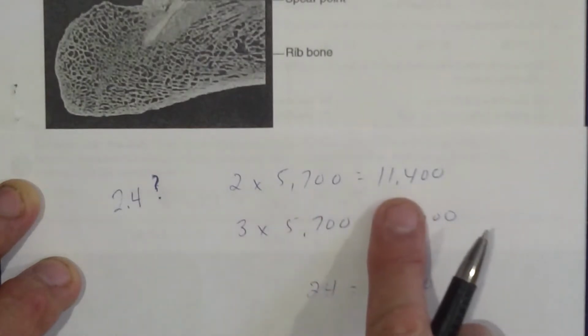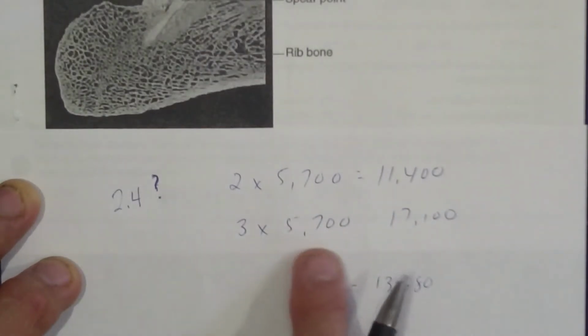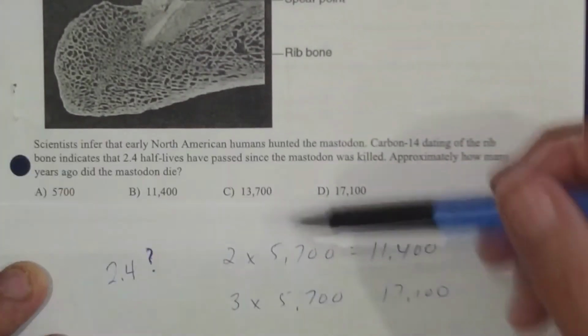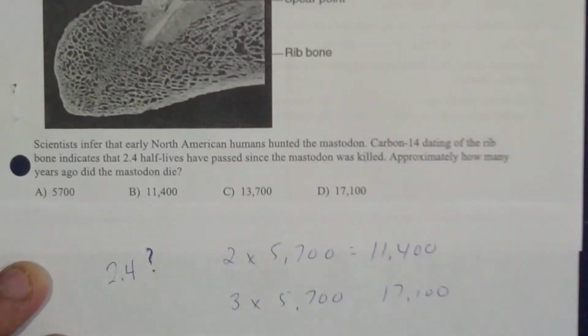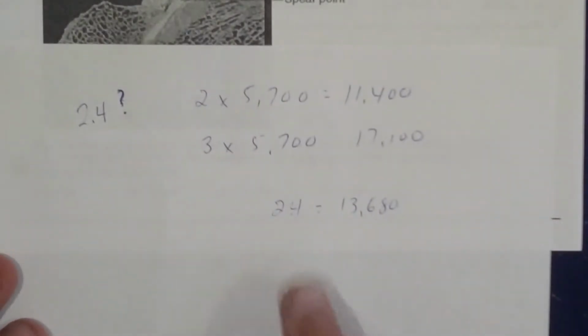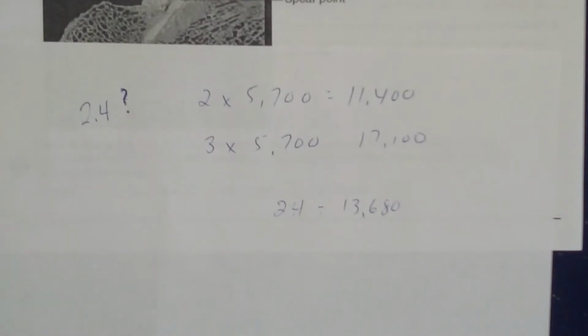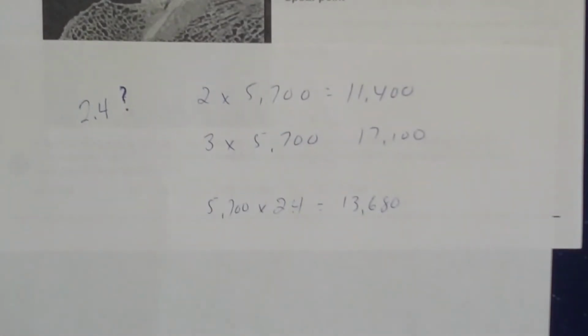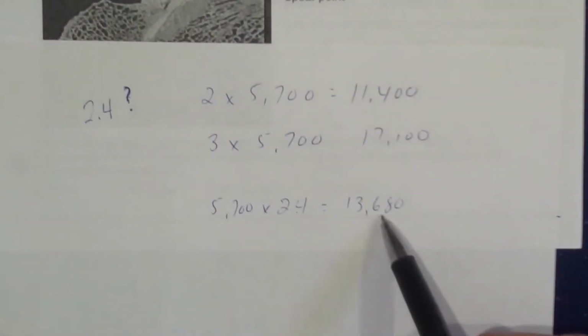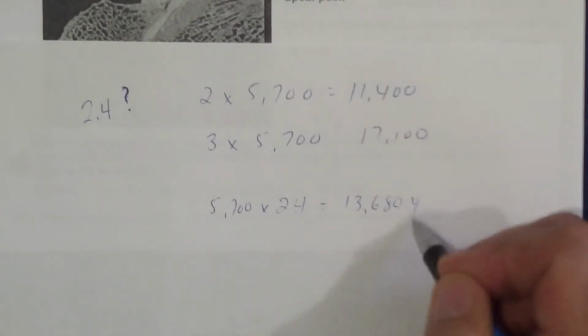2 half-lives would be 11,400 years. 3 half-lives would be 17,100 years. Answer C fits in between those two ranges. If I take 5,700 years times 2.4, that does yield the answer 13,680 years.